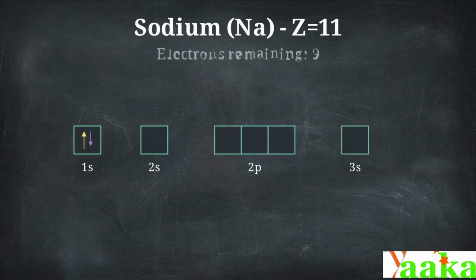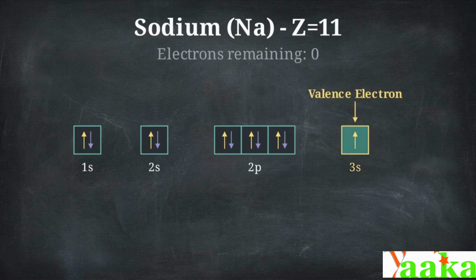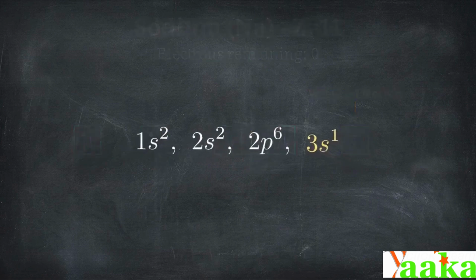Let's apply these rules to sodium, which has an atomic number of 11. We place 2 electrons in the 1s orbital, 2 in the 2s, and 6 completely filling the 3 2p orbitals. That leaves exactly 1 electron remaining, which goes into the 3s orbital. Our final configuration is 1s2, 2s2, 2p6, 3s1.